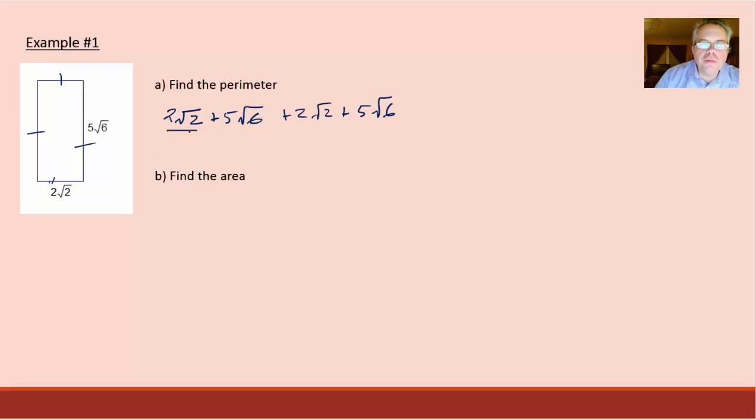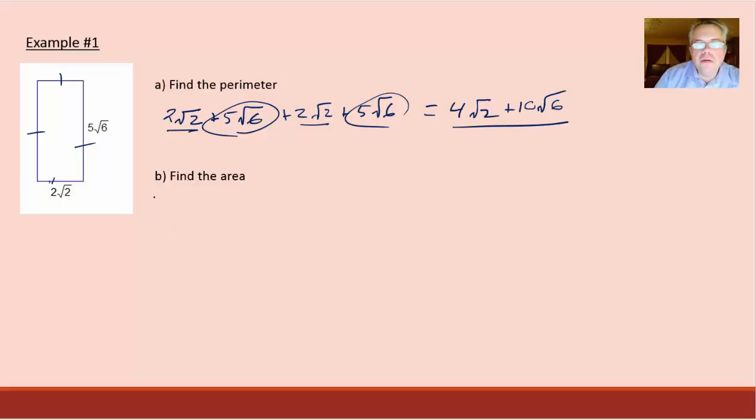So we just combine like terms. 2 times square root of 2 plus another one is 4 times square root of 2. And if we have the terms with square root of 6's, we get 10 square root of 6. Done. That's the perimeter. So it's adding. So we combine like terms.